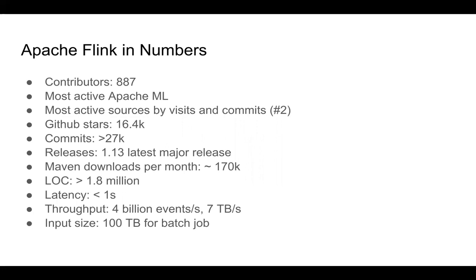With Apache Flink, you're able to build jobs which achieve sub-second latency. We have seen people using Flink to process more than 4 billion events per second, or in terms of size, more than 7 terabytes of data per second, which is consumed by the Flink job. For batch jobs, we have seen people run jobs with more than 100 terabytes of input size, just to get an impression of what Flink is capable of.